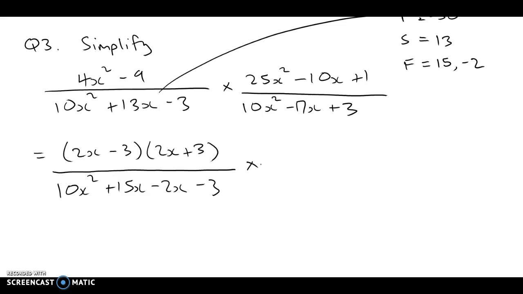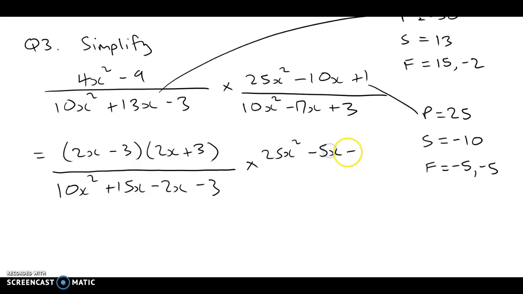Now we'll tidy that up in a moment, but let's come over to the other side of the question, the right hand side. Let's use PSF on this non-monic quadratic here. So we'll get a product of 25 times 1, a sum of minus 10, factors looks like it will be minus 5 and minus 5 again. So that means this will become 25x squared minus 5x minus 5x plus 1. We'll tidy that up soon.